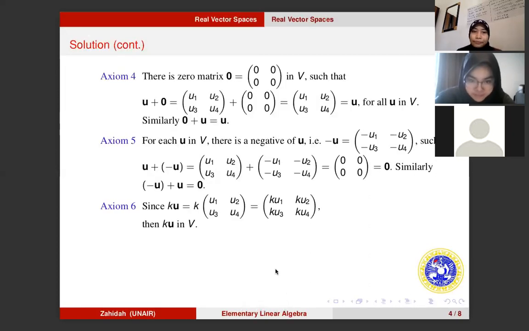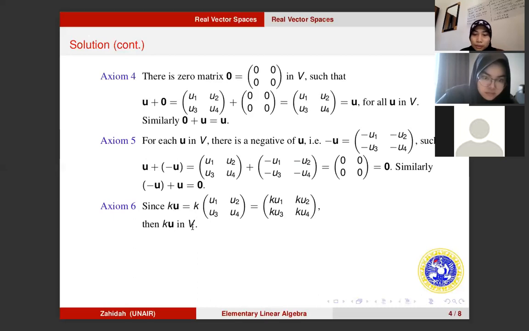The next axiom, we have k and u. K times u, we need to show that k times u is also in V, closure under scalar multiplication. K times u, we have this. These are 2 by 2 matrices with entries that are real numbers. So we can conclude that k times u is also in V.